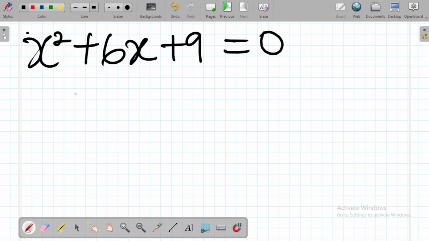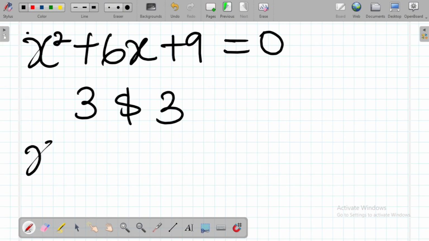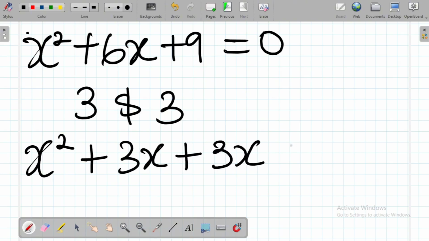The two possible numbers are 3 and 3. If you add up 3 and 3, it will give you positive 6. And if you multiply 3 and 3, it will give you positive 9. So now let's use them to replace the middle term. So here we have x squared plus 3x plus 3x plus 9 is equal to 0.